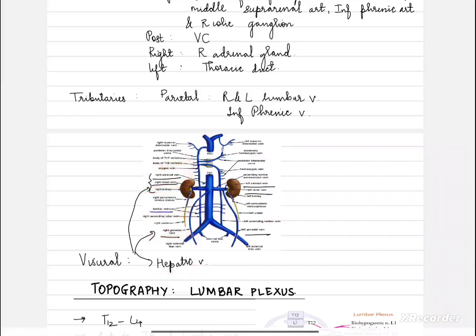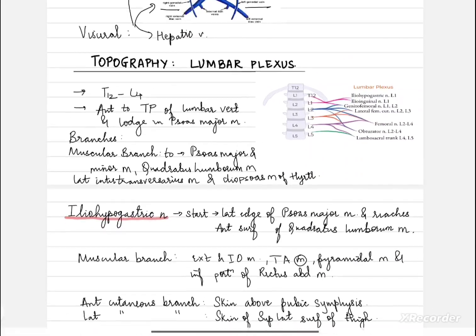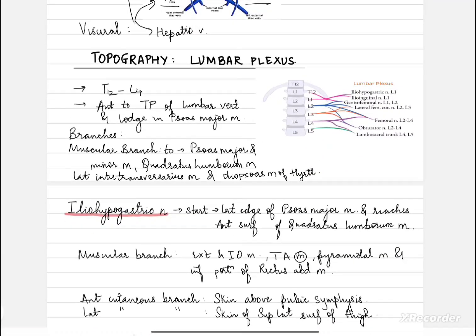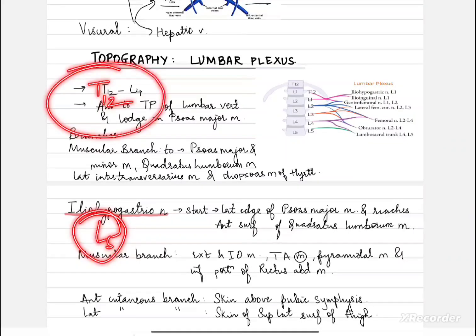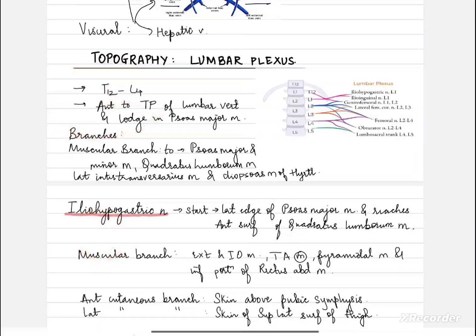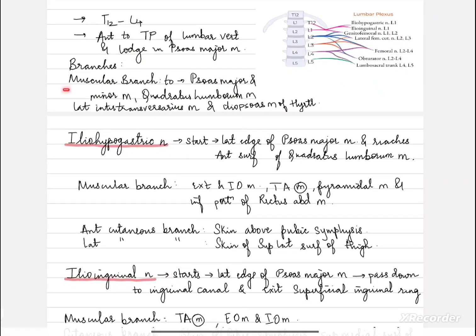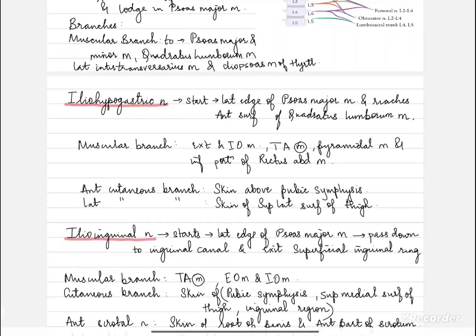Now we move on to the topography of the lumbar plexus. This lumbar plexus forms from T12 to L5, anterior to the transverse processes of the lumbar vertebrae, and lodges in the psoas major muscle. Its branches are muscular branches to psoas major, psoas minor, quadratus lumborum, lateral intertransversarii muscles and iliopsoas muscle.